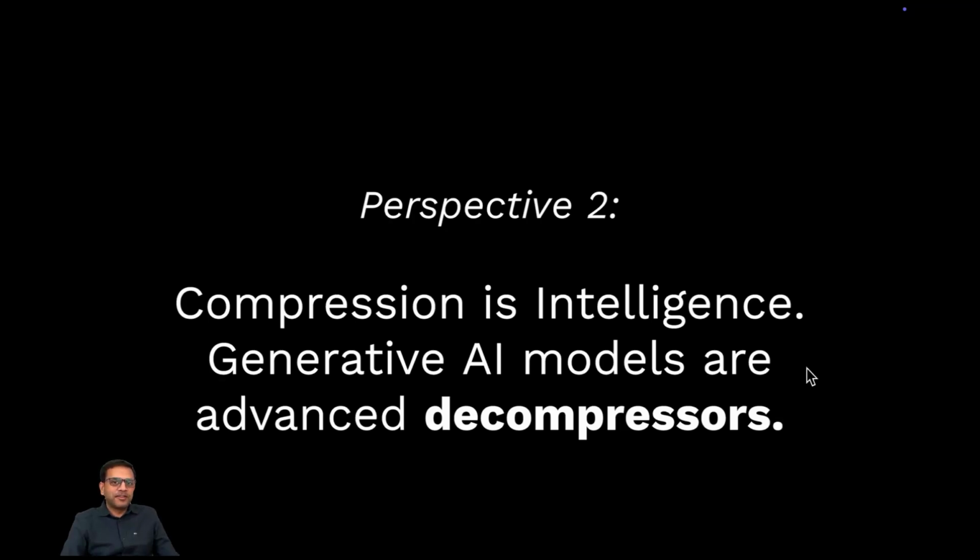Let's move to perspective 2. Another way to view the generative AI model is that these models are advanced decompressors, and the whole intelligence, the way it is built in, is in the form of a compression in that space. Let's dive in.